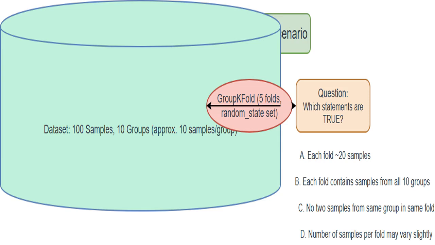We're working with a dataset containing 100 samples, neatly divided into 10 groups. Each group has roughly 10 samples, although this might not be perfectly even. This is important because we'll be using a special technique called GroupKFold for splitting the data.